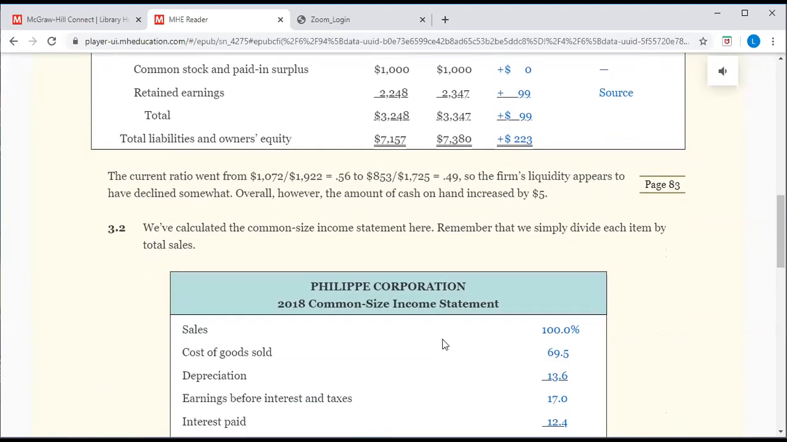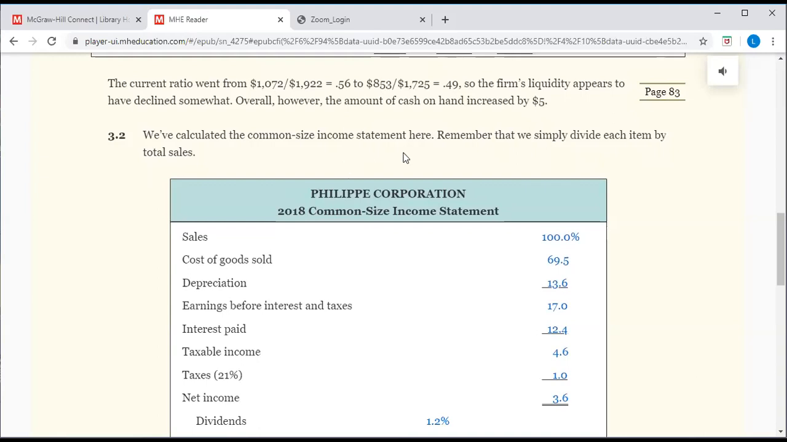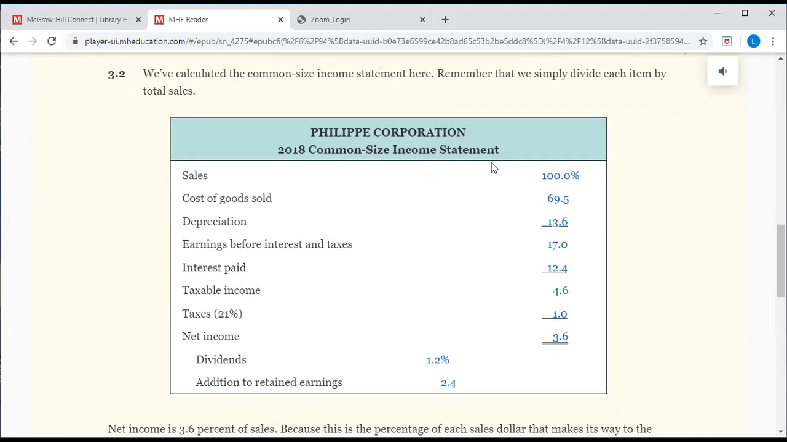Let's go to 2. We've calculated the common size income statements here. Remember, common size means you are now doing what we call vertical analysis. So you're going to take your income statement and convert it into percentages. When you complete a common size income statement, you're going to take each item divided by sales. So sales divided by sales is 100%.